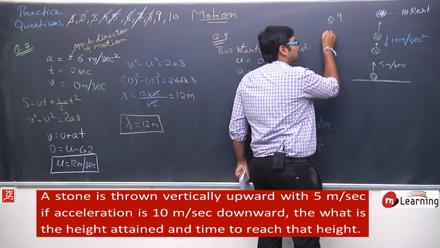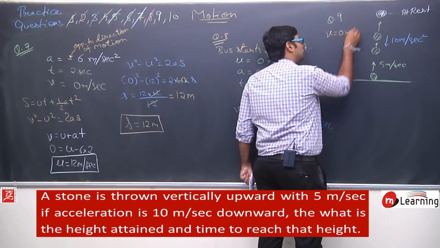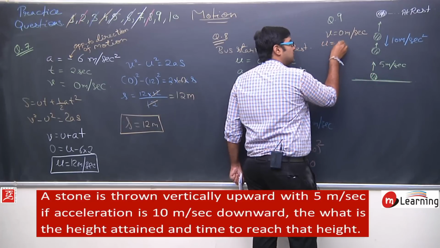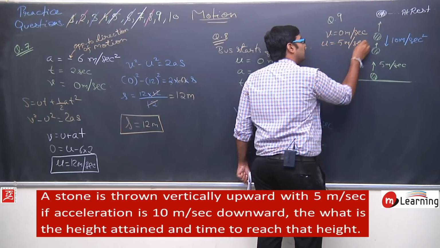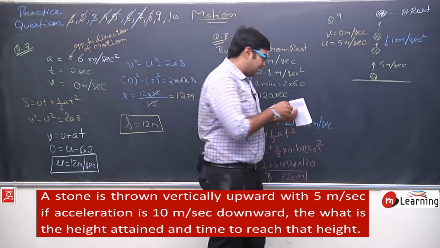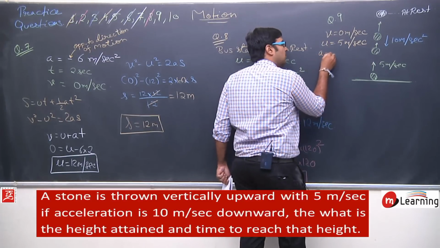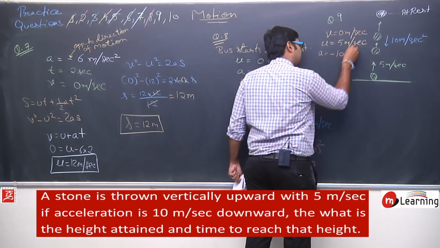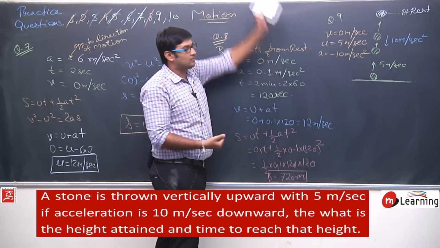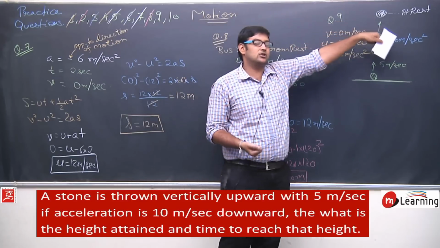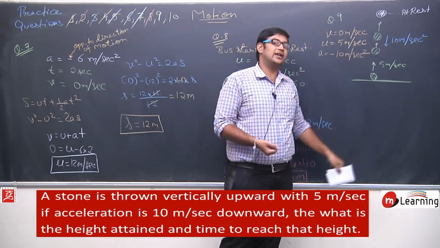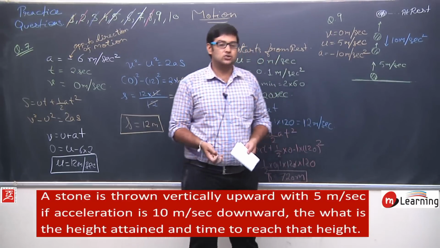So I will write V, that is the final velocity, will become 0 meters per second. Initially I am giving a speed of 5 meters per second, so I call this the initial velocity, that is 5 meters per second. And what is the acceleration? Acceleration would be equal to minus 10 meters per second square, because the object is travelling upwards while the force due to gravitation produces an acceleration in the downward direction of 10 meters per second square.